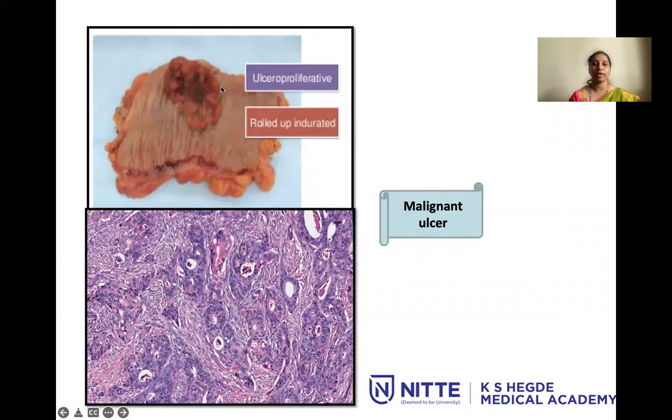Next, DD for ulcerative lesion is neoplastic, in that the common one is malignant ulcers. So grossly malignant ulcers will be ulceroproliferative lesions having rolled up margin, and also the base will be indurated. So here you can see rolled up margin. And on microscopy, you can see atypical cells which are arranged in glandular or tubular pattern, and you can see hyperchromatic nucleus, atypical mitosis you can appreciate, and high NC ratio also you can see.